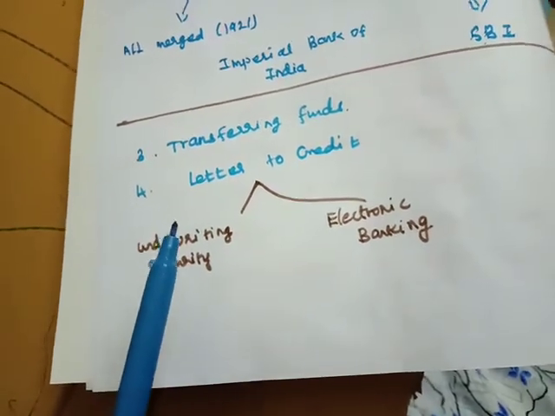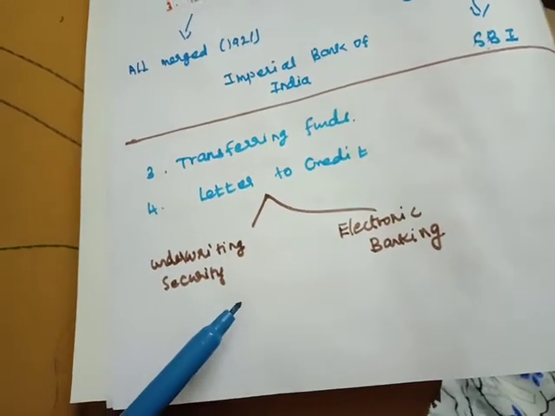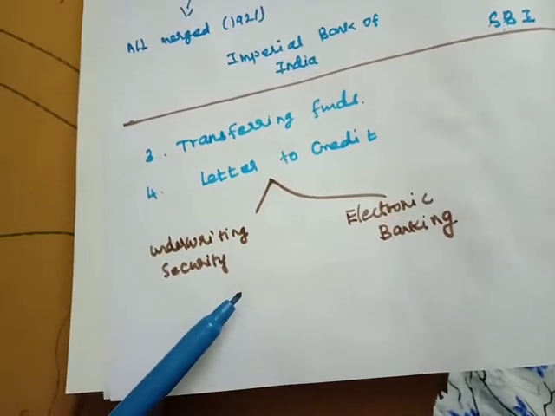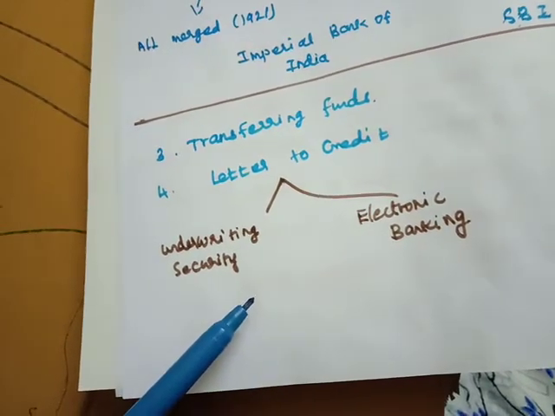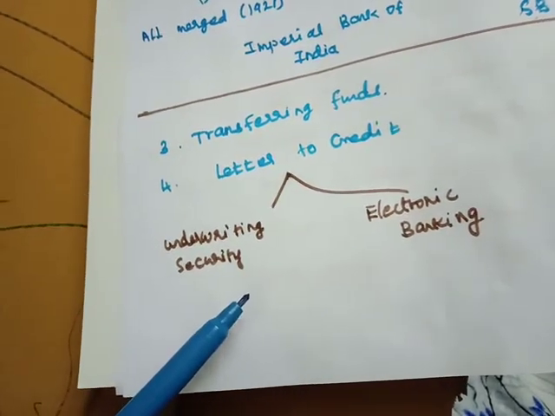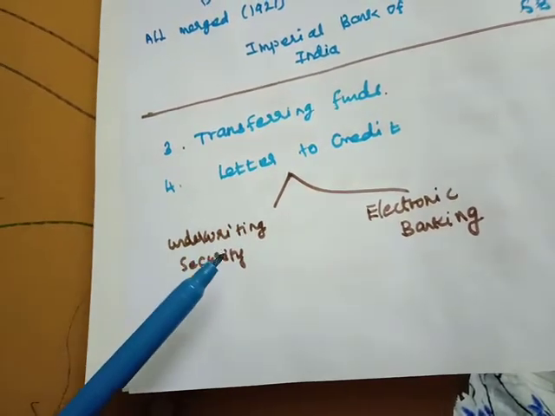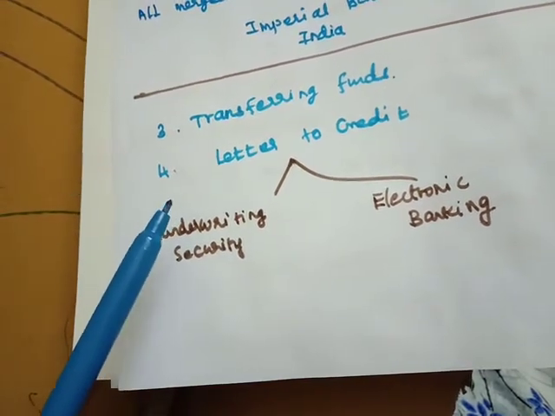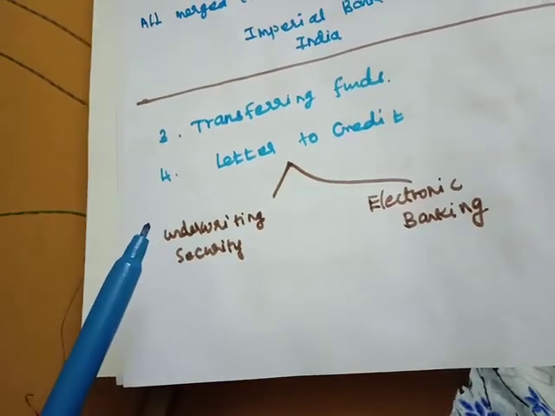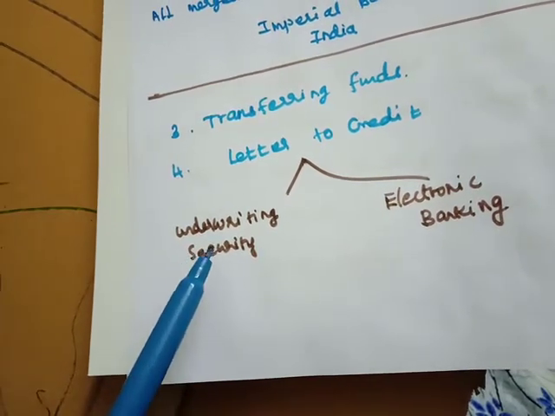And underwriting the securities, the commercial banks also undertake the task of underwriting the securities. As the public has full faith in the creditworthiness of the bank, the public does not hesitate in buying the securities under the bank. It is related to the share market. The commercial banks provide the underwriting. And the next one is electronic banking. It includes services such as debit card, credit card and internet banking.